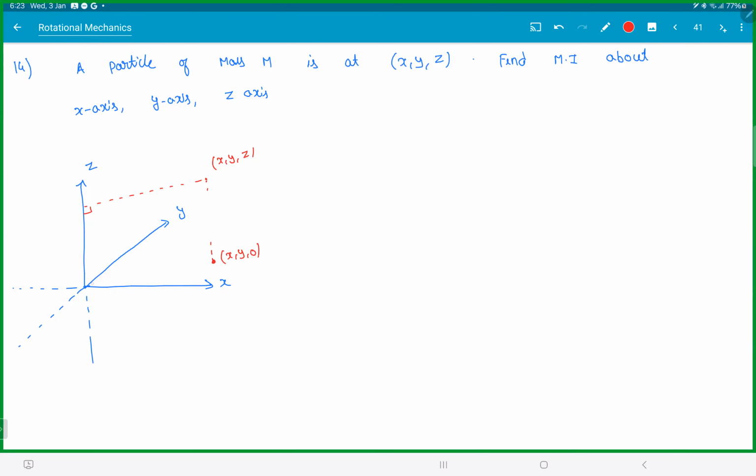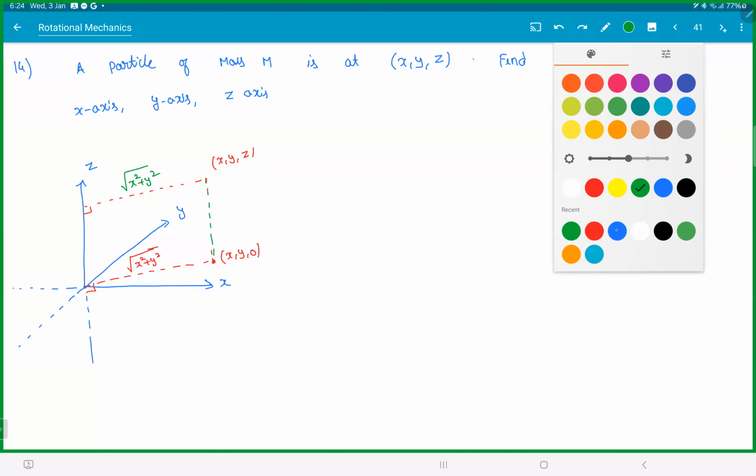Agreed? So from here, if you take a distance from the origin, this will be root over x square plus y square. Now you tell me, if I move this point up and down, does this distance change? You're getting that this length and this length will always be equal. That means the perpendicular distance does not depend on that z coordinate. That means whichever axis you take, ignore that coordinate.